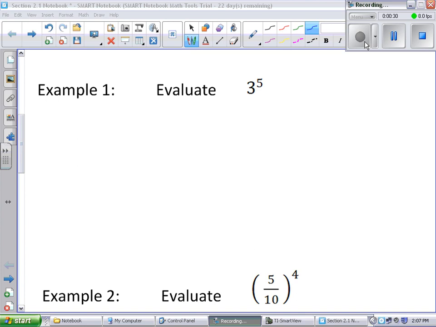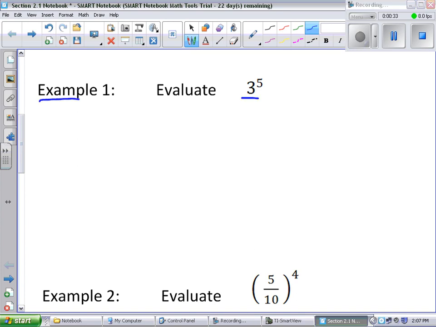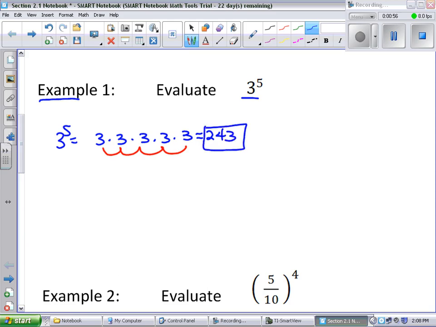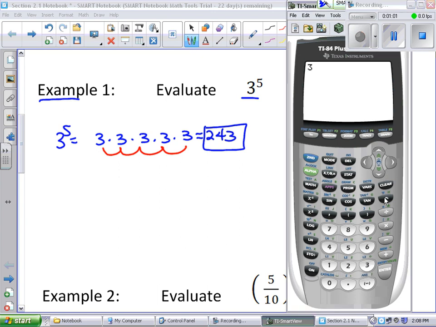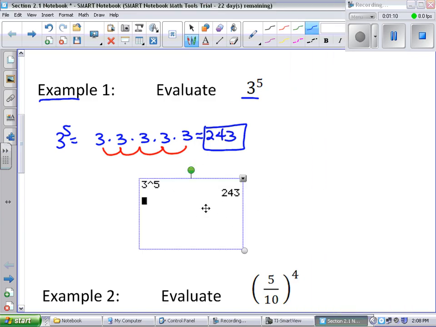Example 1, I want to evaluate 3 to the 5th power. 3 to the 5th power is the same as 3 is used as a base 5 times, 3 times 3 times 3 times 3 times 3. And I know that 3 times 3 is 9, times 3 is 27, times 3 is 81, times another 3 is 243. I can check this on the calculator. I want to show you how. I have my calculator out now. 3 raised to the 5th is equal to 243. So it does check. And I'm going to grab that down here so you can take a look at it.